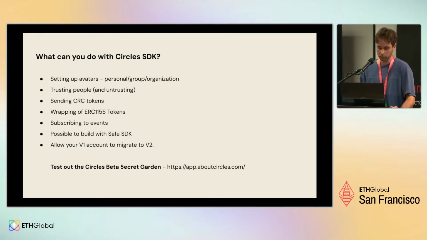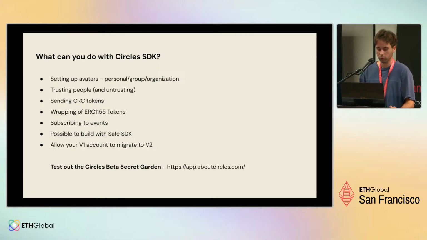There is more information about the SDK at docs.aboutcircles.com. The key features of the Circles SDK are setting up an avatar, the 3 types of avatar, so personal with invitation, or group or organization. You can trust and untrust people. You can send the CRC token. So under the hood, the SDK will see if there is a trust path between you and the address that you want to send the token to, and if it finds a trust path, it will let the token be sent to this address.